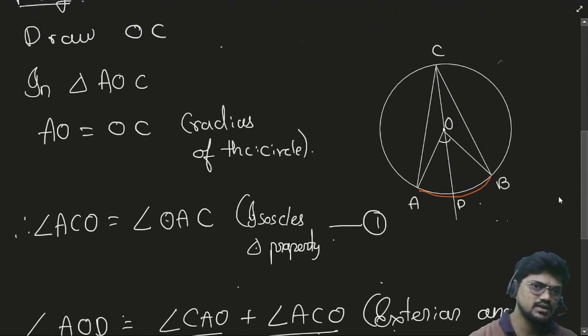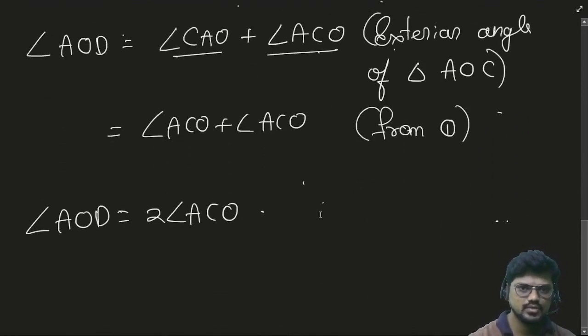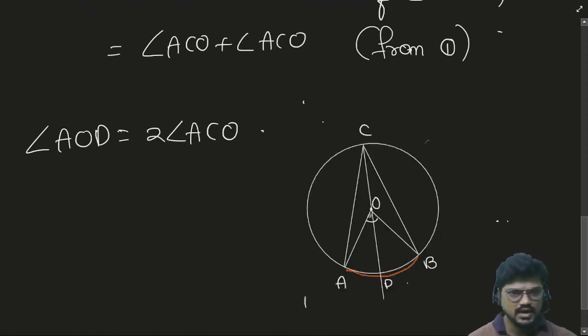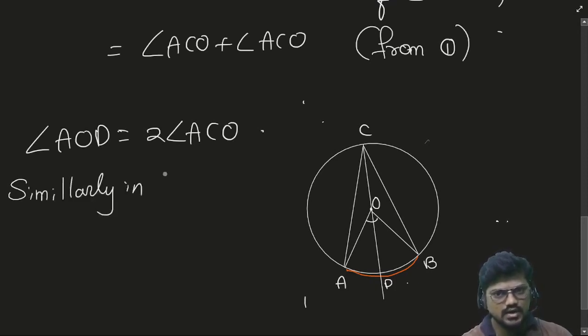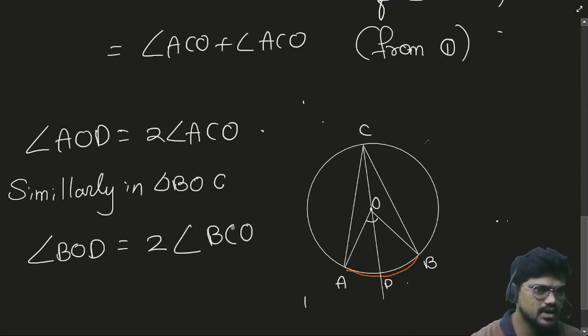What did we get ultimately? Angle AOD. This angle AOD is twice of angle ACO. Yes or no? Similarly, in triangle BOC, what will you get? Angle BCO, or sorry, angle BOD will be twice of angle BCO. Yes or no? We can get that similarly.